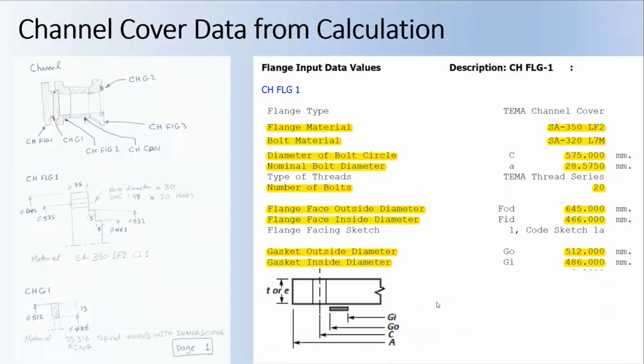And how can we extract the data for each element from the mechanical report? Here on the right hand side, we have an image from the mechanical calculation, which indicates the other dimensions. And you can figure easily that the material of this cover is SA350 LF2 class 1. And the bolt material, and here the dimensions of the element.